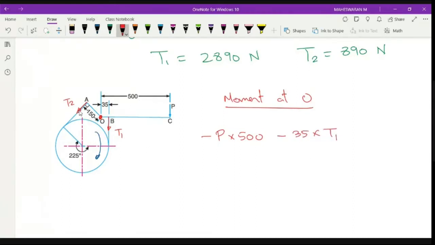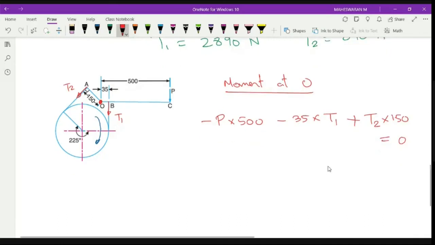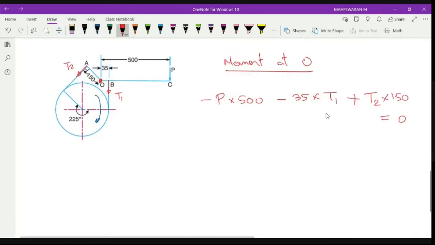Then T2. This T2 is rotating in anti-clockwise direction, plus T3 into 150 is equal to 0. So that's our overall equation here. Now, I know the values of T1, T2, everything. The only thing is I have to identify the value of P.